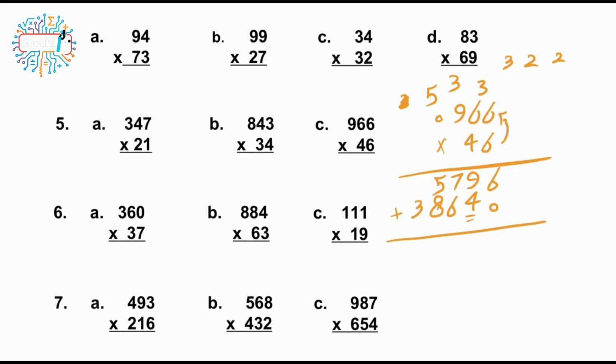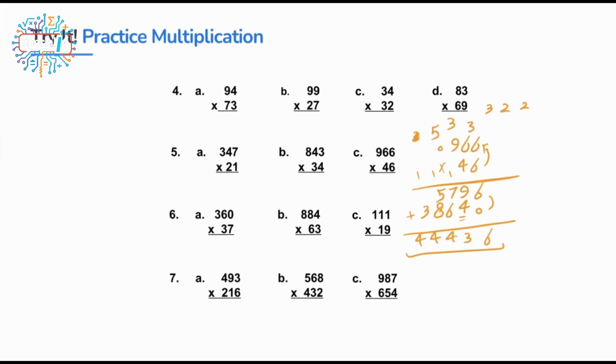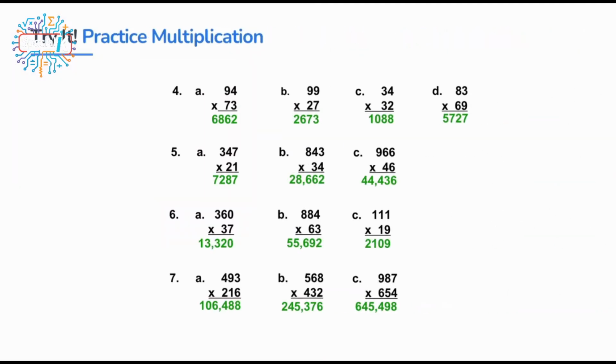And right now, I have to find the value of this one. 6 plus 0, 6. 9 plus 4, 13. Move the 1 to another side as a carrying number. 6 plus 7, 13 plus 1, 14. 5 plus 8, 13 plus 1 carrying number, 14. 3 plus 1 is 4. The final answer, 400. I'm sorry, that would be a very big number. 44,436. So let's see, do we have the right answer?